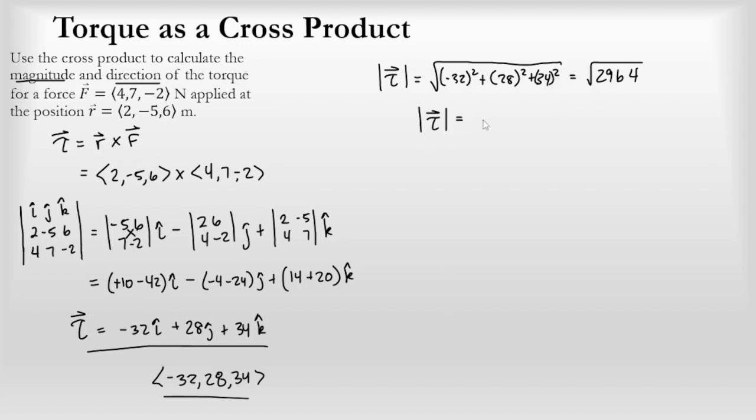The magnitude of the torque, we're going to get 54.443. And the units on torque is Newton times meters. Okay, so that would be the magnitude. So we found the magnitude. Let's look at the direction here. We have a vector in 3 space.